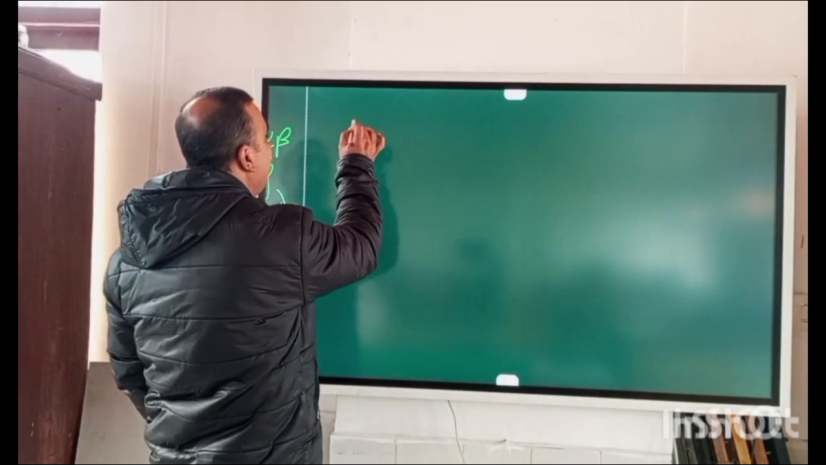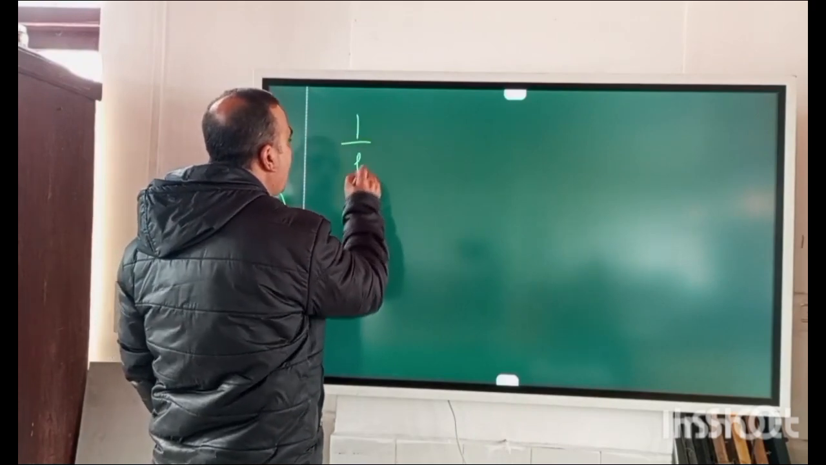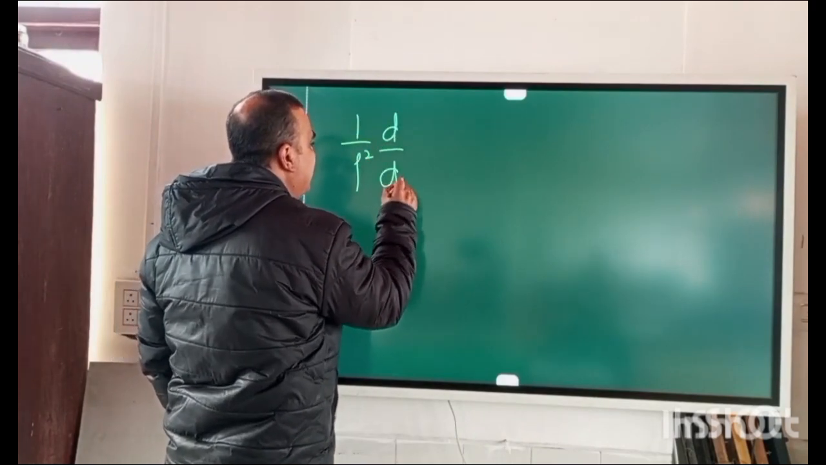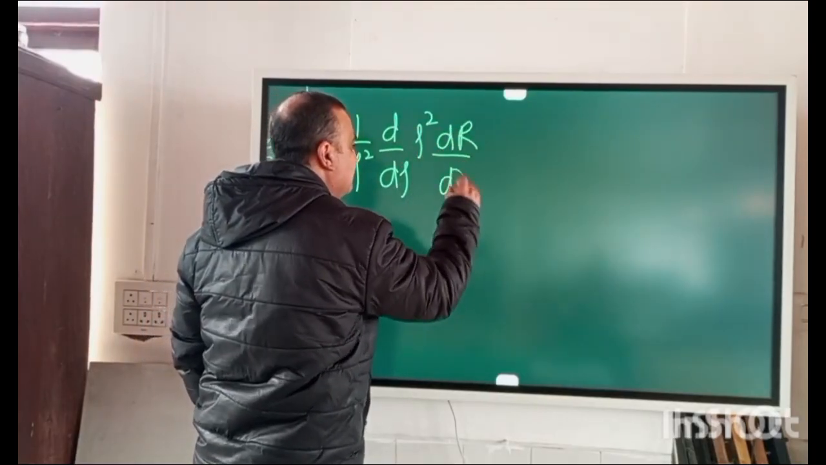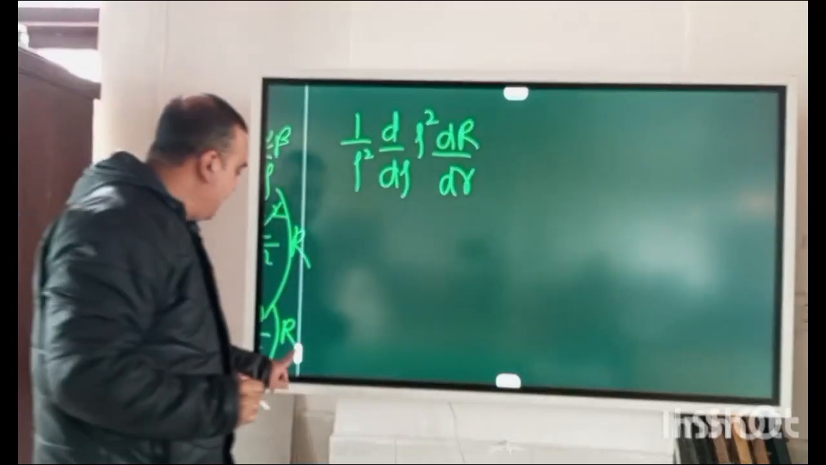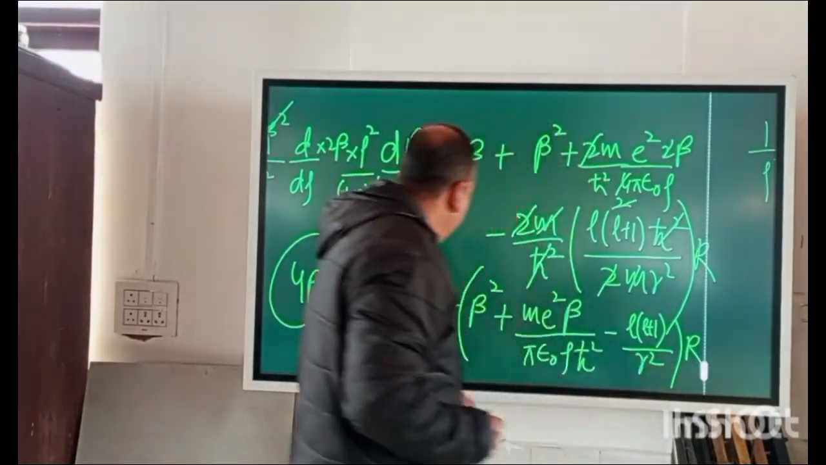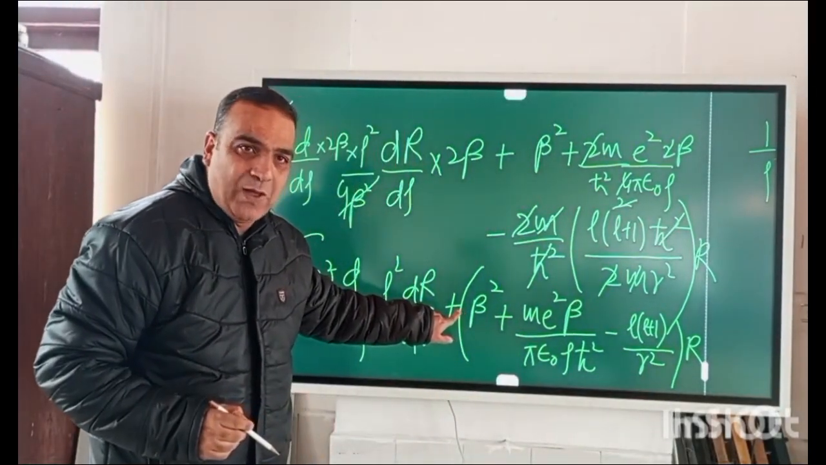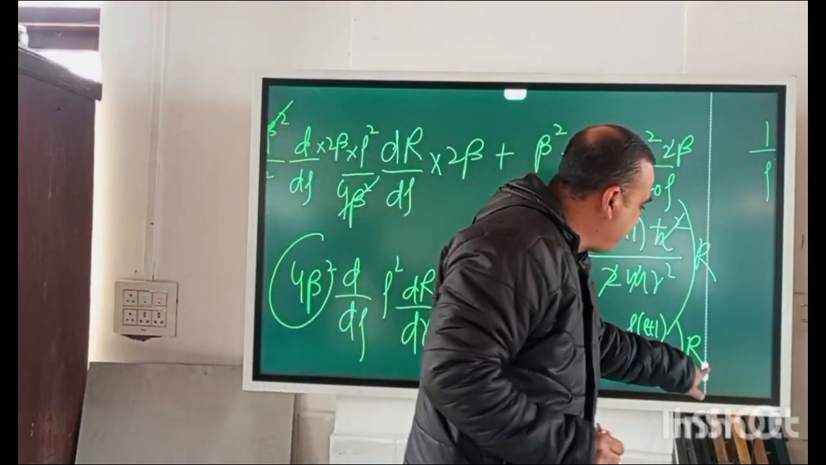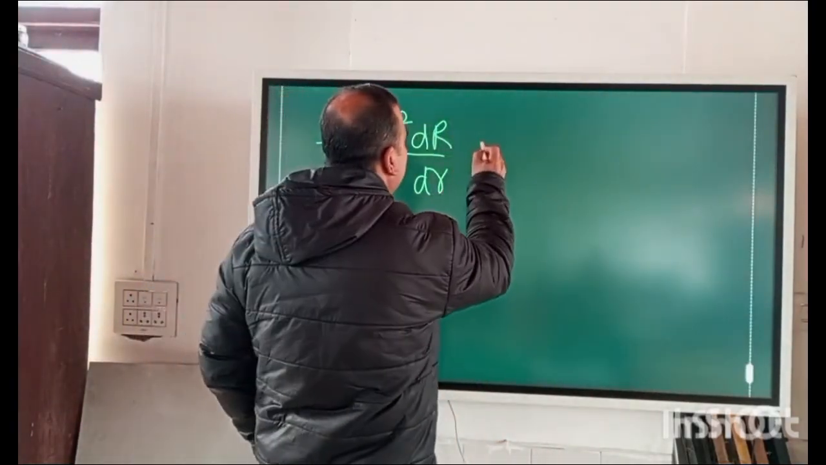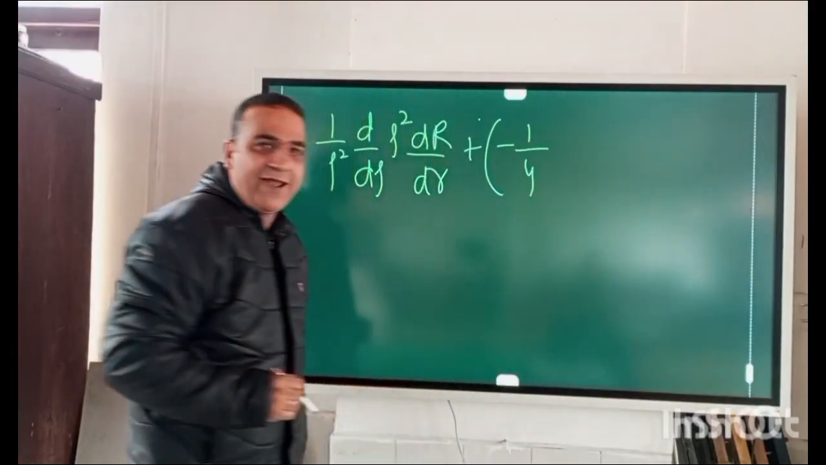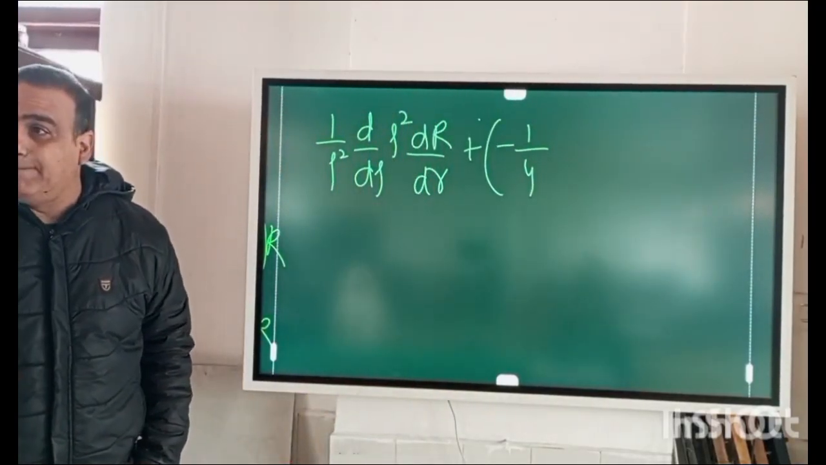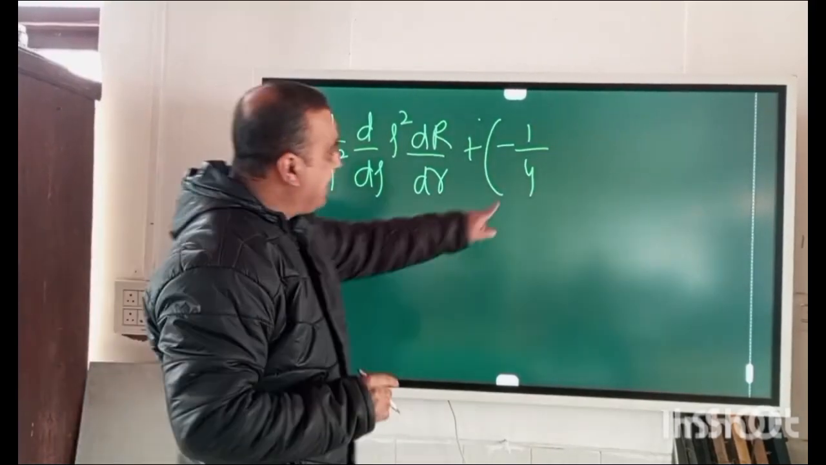Come on, tell me now, what will I have to write here? So here I will have 1 by rho square d by d rho, then rho square dr by d rho, right? And I think we have committed a mistake here. It has to be minus 1, minus beta. You can rectify it. So here I will get plus times minus 1 by 4. Am I right? Because I'm dividing both sides by 4 beta square. That's why here you have 4.